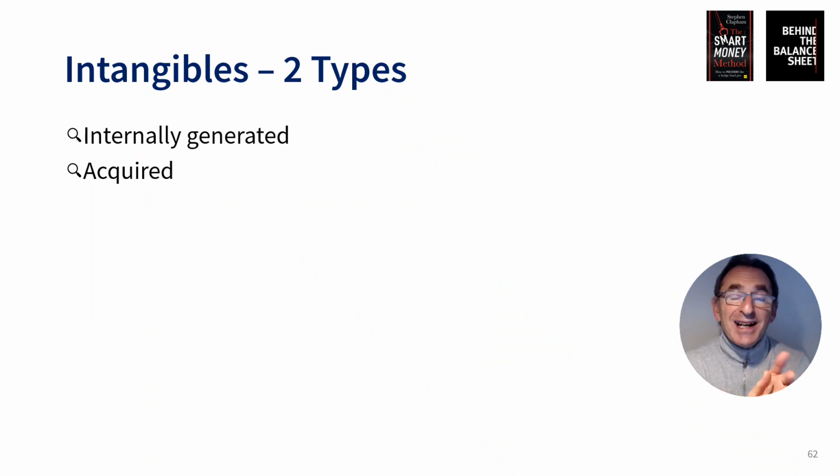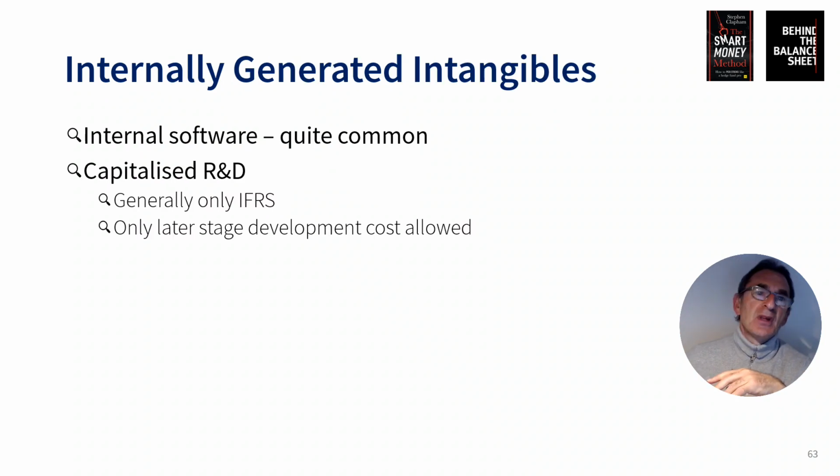The first are internally generated intangibles, and the second are acquired intangibles. So what do I mean by that? Well, if you are a tech company and you're building software, it's quite common for you to capitalize as an asset the cost of building that software and put it on the balance sheet. In Europe, for many pharmaceutical companies, it's quite popular to capitalize research and development expenditure. Now, you can't do this with a very small number of exceptions. There's always a few exceptions, but generally speaking, you can't do it under US GAAP. But under IFRS, it's allowed.